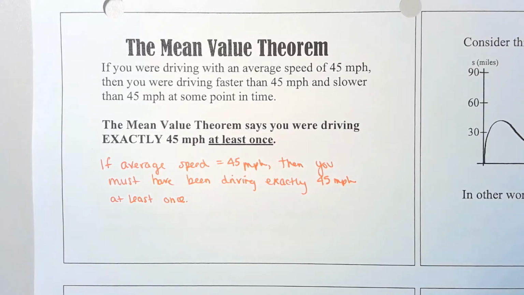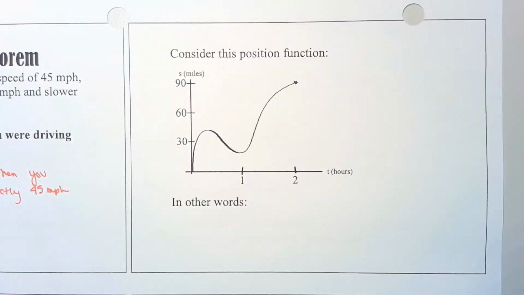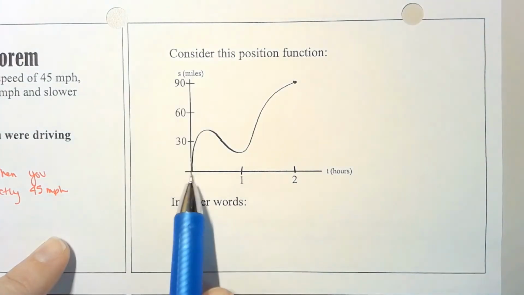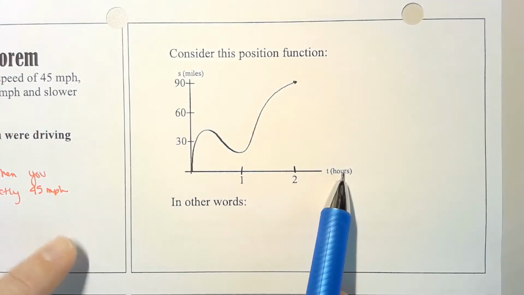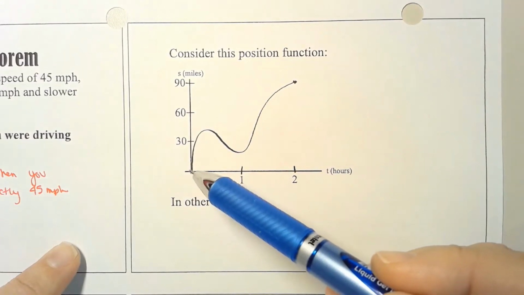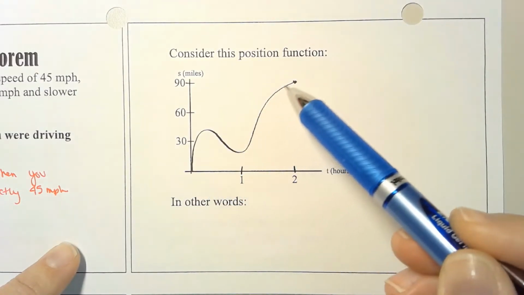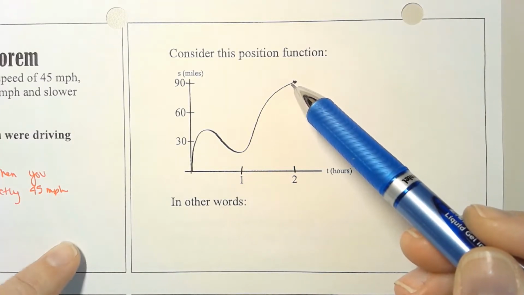And I'm going to now start to switch from talking about speed to velocity, okay? So here's a position function. Notice on the y-axis we've got our position in miles. On the x-axis we've got our time in hours. We started at a position of 0, we went up, we went back down, we went up, we ended at a position of 90, okay?